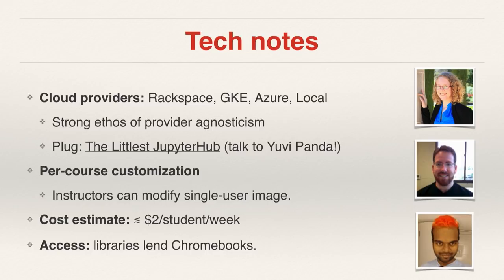If you are in an organization where you want to do something like this on a smaller scale, I encourage you to look at the Littlest Jupyter Hub or talk to UV Panda, one of our core engineers who is here. Which is a deployment that serves capacities of, say, between 10 and 100 people without all of the layers of complexity that are needed for serving an entire university and potentially tens of thousands of cloud users.